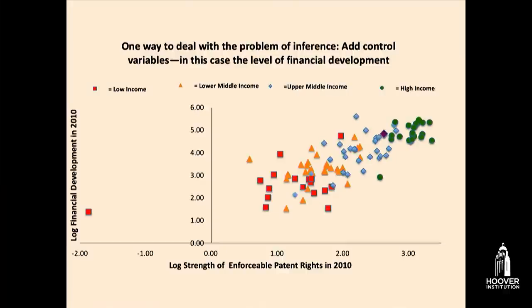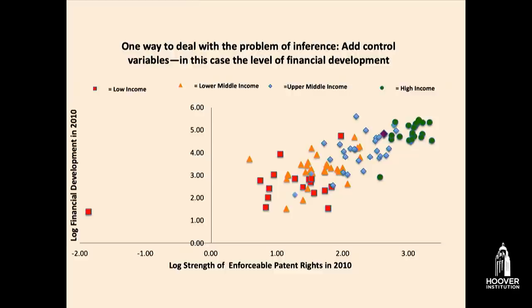So here's an attempt, very crude, and I'm trying to do this graphically, to see whether there could be something that might be correlated with both GDP and strong intellectual property rights. Here again is the log strength of enforceable patent rights in 2010. On the left-hand side is financial development, as a percentage of GDP. This is bank lending, the market capitalization of stock markets, and the market capitalization of bond markets as a percentage of GDP in 2010. And in order to capture the three dimensions here, very rich countries are in green, upper middle income countries in blue, lower middle countries in orange, and low income countries in red.